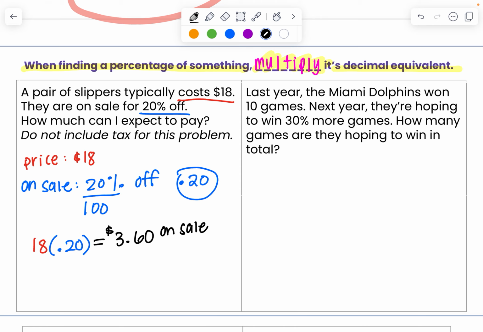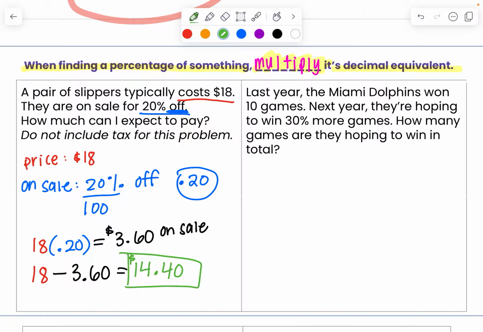So I'm going to take off $3.60, right? Since it tells me that they're on sale for 20% off, specifically this word off, I know that I'm going to take my original price of $18. And since they're on sale, I'm going to take away $3.60. And when I do that, that leaves me with the actual price of 14.4 is what my calculator says. But remember, this is money, so I'm going to add a zero. $14.40. Whenever we're dealing with money, we're going to want two decimal places, all right? Two decimal places.